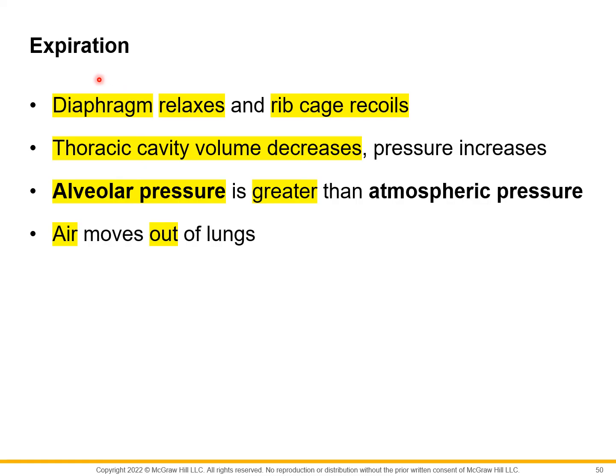Next, expiration or exhalation happens when the diaphragm relaxes and the rib cage recoils. So what happens here is that the thoracic cavity volume decreases. Lumiliit daw po yung space ng thoracic cavity natin. So the thing that we would be able to observe here is that the alveolar pressure is greater compared to atmospheric pressure. So mas matindi daw po yung puwersa ng hangin na lumalabas galing sa alveoli natin compared sa hangin na pumapasok from the outside. So what would happen here is air would move out of the lungs. Alright, so again, that's what happens during expiration or exhalation.